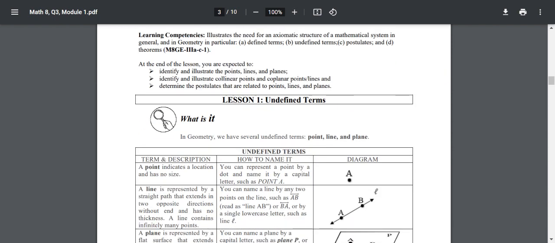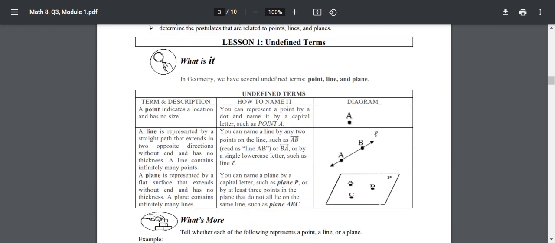First, we have here the undefined terms. These are the basic terms that we need to remember about geometry. In geometry, we have several undefined terms. We have the point, line, and plane. These three are the most basic and most important terms about geometry. We have here their term and description, how to name it, and their diagram.